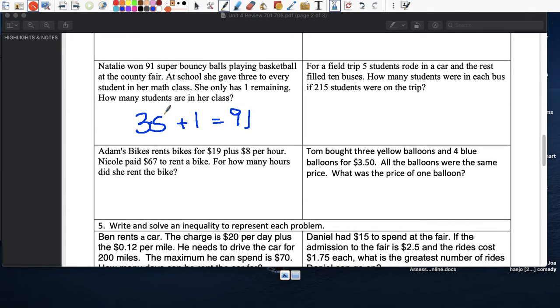So 3 balls to every student, right? 3 times S, plus 1, that's the leftover, has to equal her total. So let's do this, minus 1, 3S equals 90, divide both sides by 3. The number of students in her class is 30.